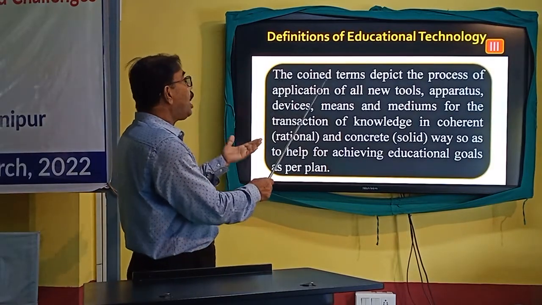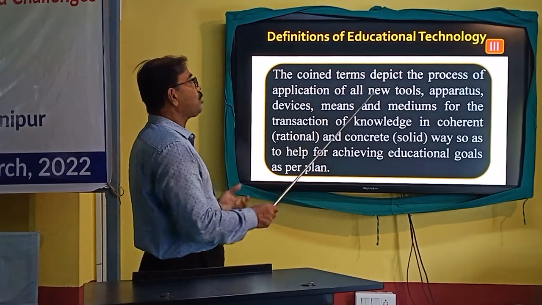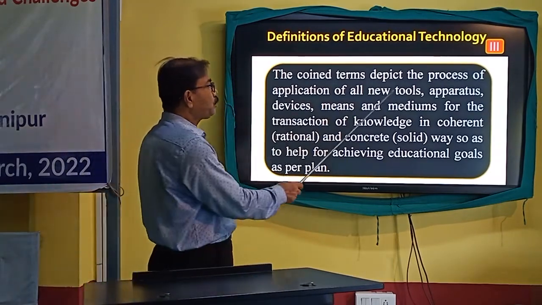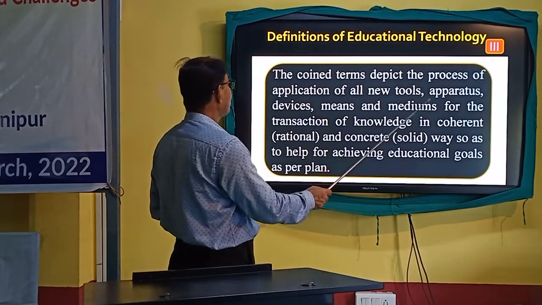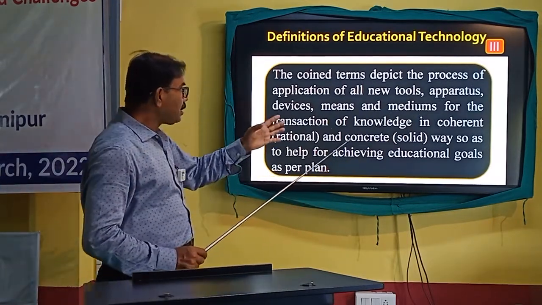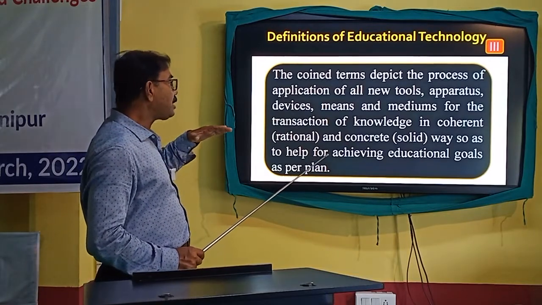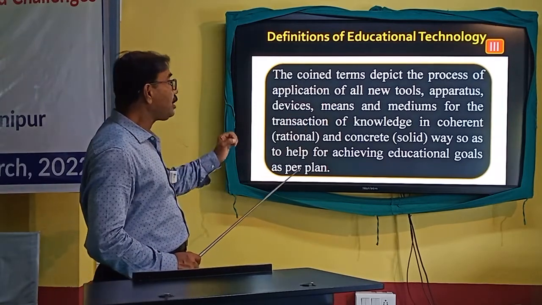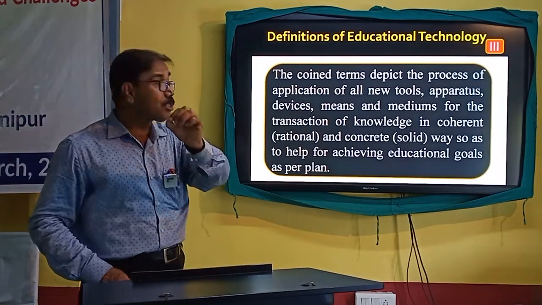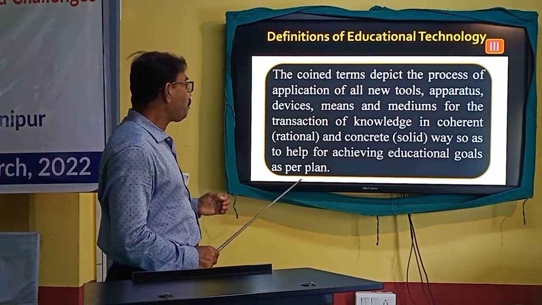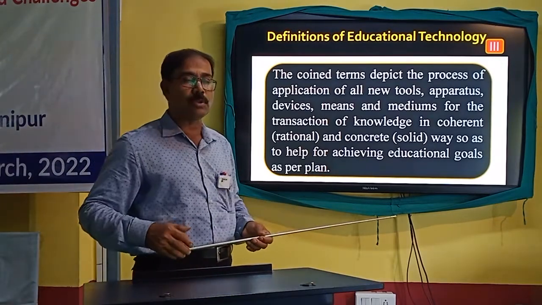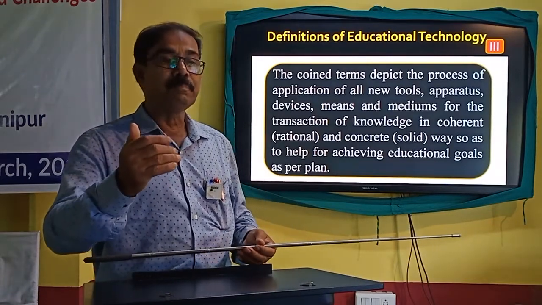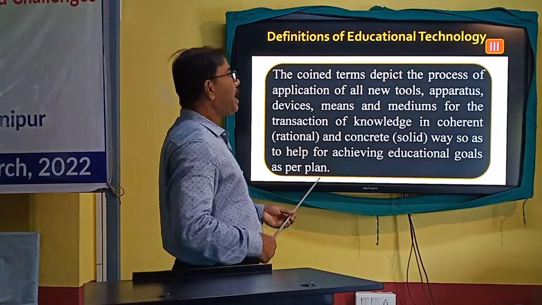The coined terms depict the process of application of all new tools, apparatus, devices, means and mediums for the transaction of knowledge in a coherent, means rational and concrete, means solid way, so as to help in achieving educational goals as per plan, or as per pre-prepared plan or plans.